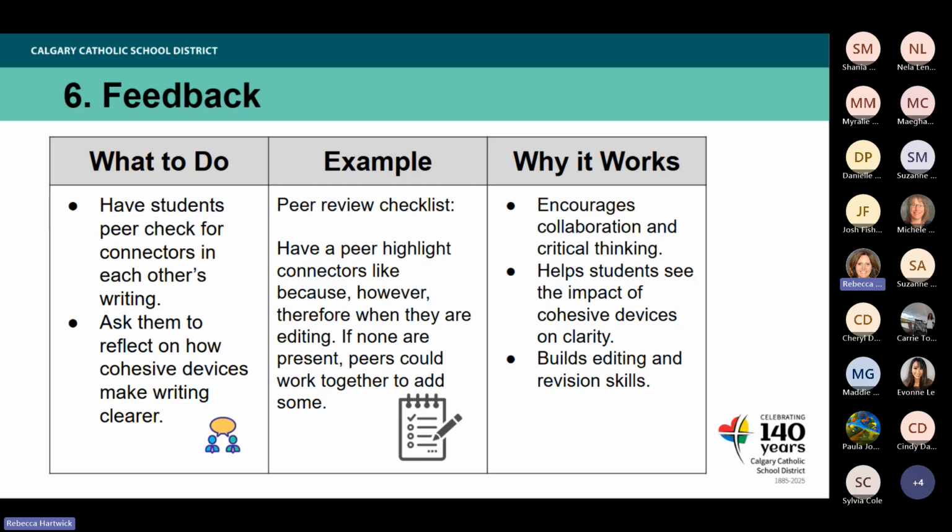And why does this work? It encourages collaboration and critical thinking. It helps students see the impact of cohesive devices on clarity, and it also builds editing and revision skills.